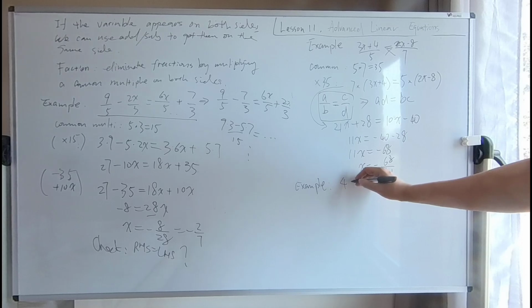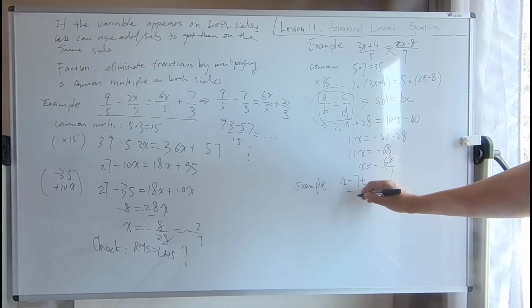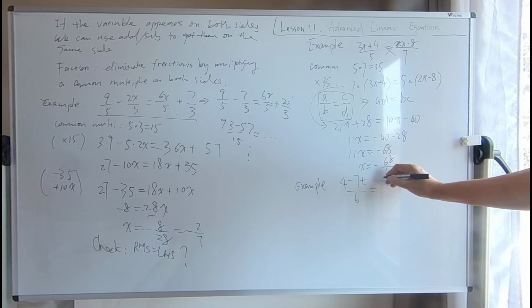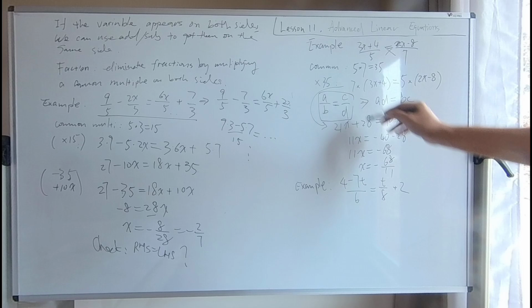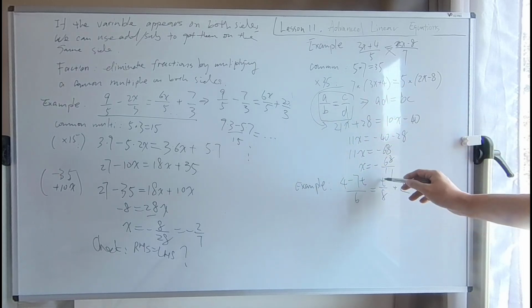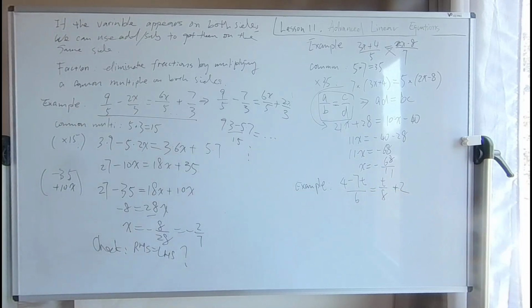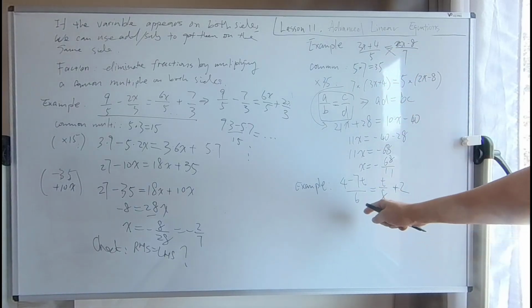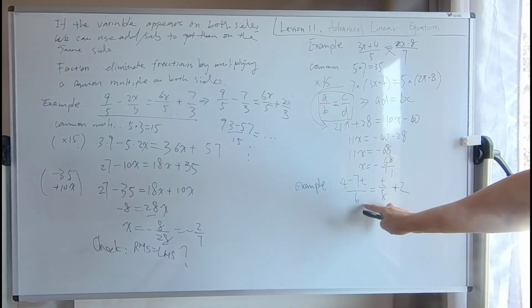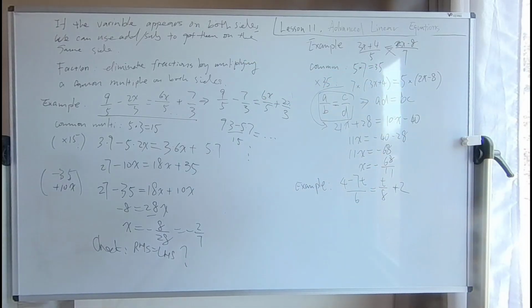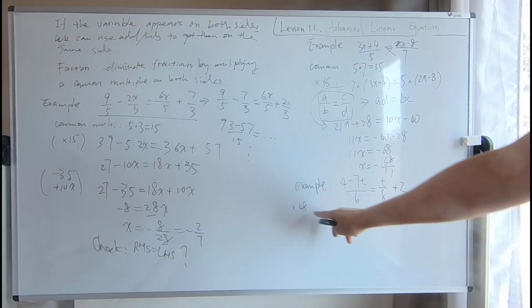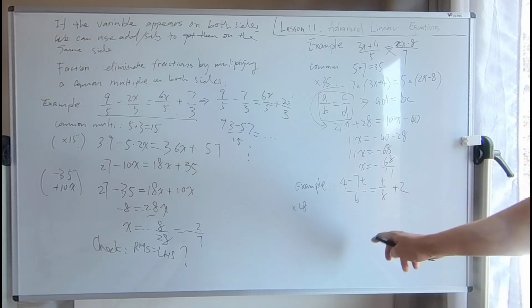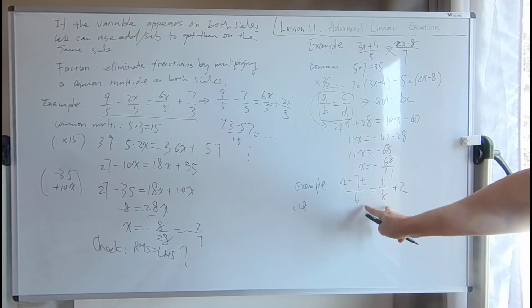For example, if I have (4 minus 7t) over 6 equals t over 8 plus 2. This time it's not equivalent to 6t equals 8 times that, because I have a plus 2 over here. I cannot just drop that. So I have no choice, but I still need to use the regular way to do this. So this means I need to multiply by a common multiple. 6 times 8 is 48. So 48 is at least one common multiple that I can use to multiply on both sides.